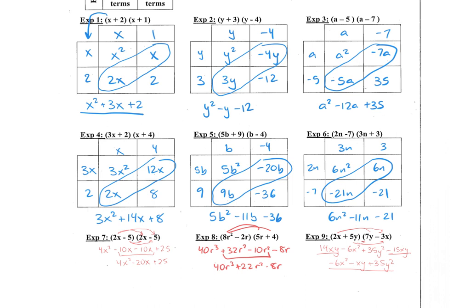In your homework, you're going to use the box method or FOIL method, whichever one you want, to do a binomial times a trinomial. All right, so that's a little bigger one, but you can do that in your homework. Good luck to you. If you have any questions, please let me know.